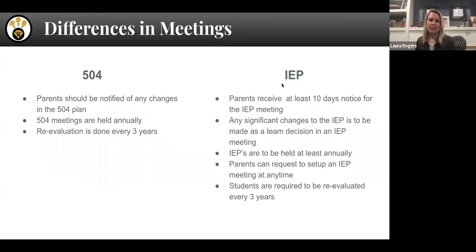There are also differences in the meetings. In a 504 meeting, parents will be notified of any changes in the 504 plan. The meetings will be held annually, and a reevaluation is done every 3 years. In an IEP, parents receive at least 10 days notice for the IEP meeting. If you don't receive the 10-day notice, we will ask for you to sign off for that meeting.